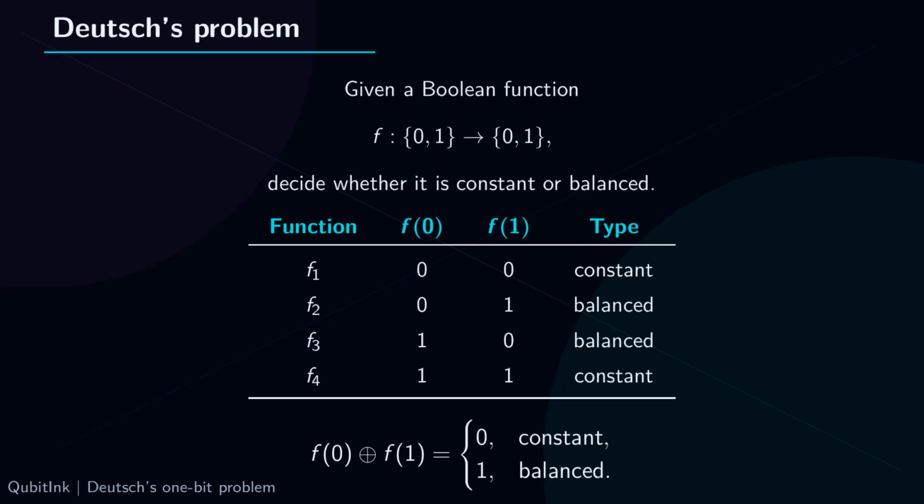A deterministic classical method must query both f of 0 and f of 1. Deutsch's algorithm shows that a quantum circuit can determine this global property with one oracle call.